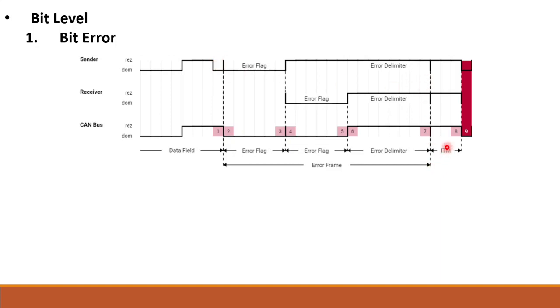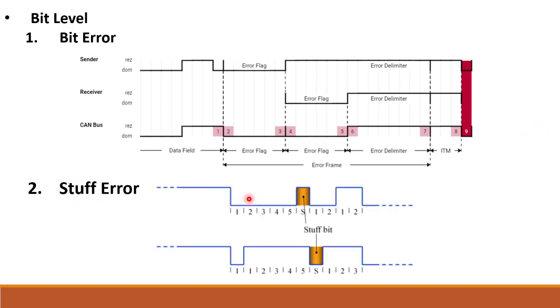Next, after that we have an intermission field to restart the same message. Here the current message was lost due to the bit error. Then we are going to retransmit the same message from here. This is the way a bit error is detected in the CAN protocol, followed by the error frame, again the intermission field, and again we will retransmit the same message. Next we will be discussing stuff error.